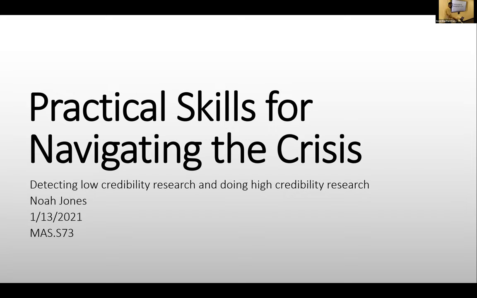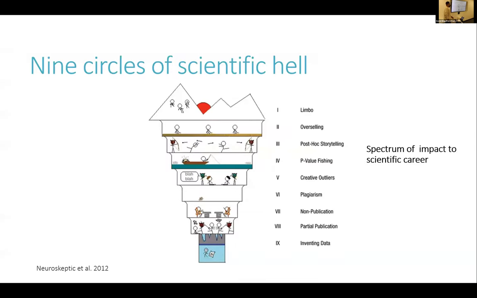So I wanted to start off with this kind of funny comic, coming from a researcher who's an experimental psychologist at the University of Cambridge. It provides a snapshot of the many different types of questionable research practices in the context of how detrimental any of these practices are to a scientist's career. P-hacking, as Dave mentioned, is a really common practice, but it lies towards the top of this diagram.